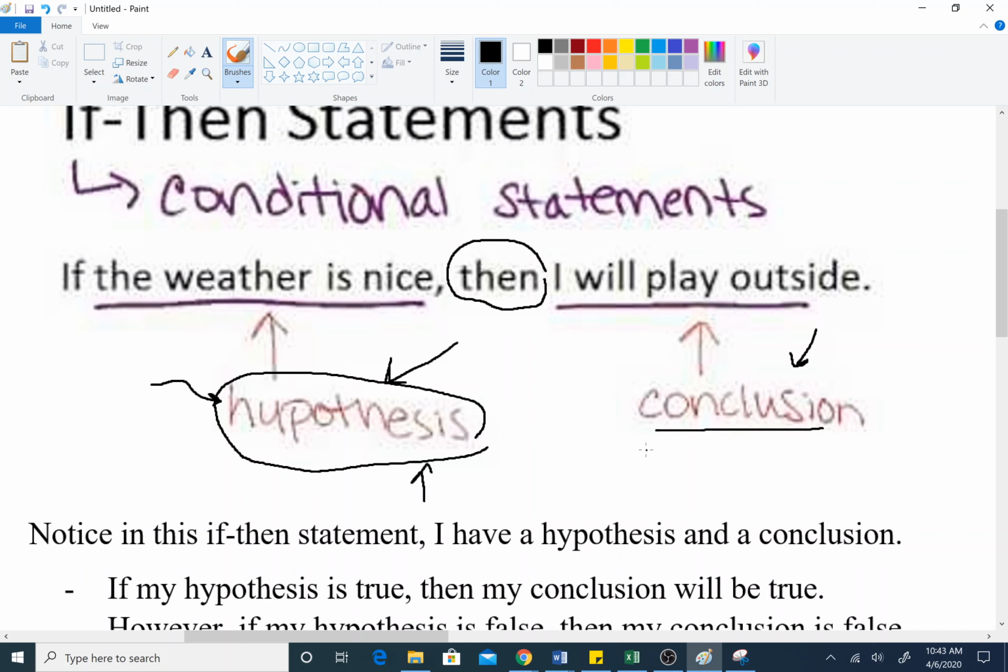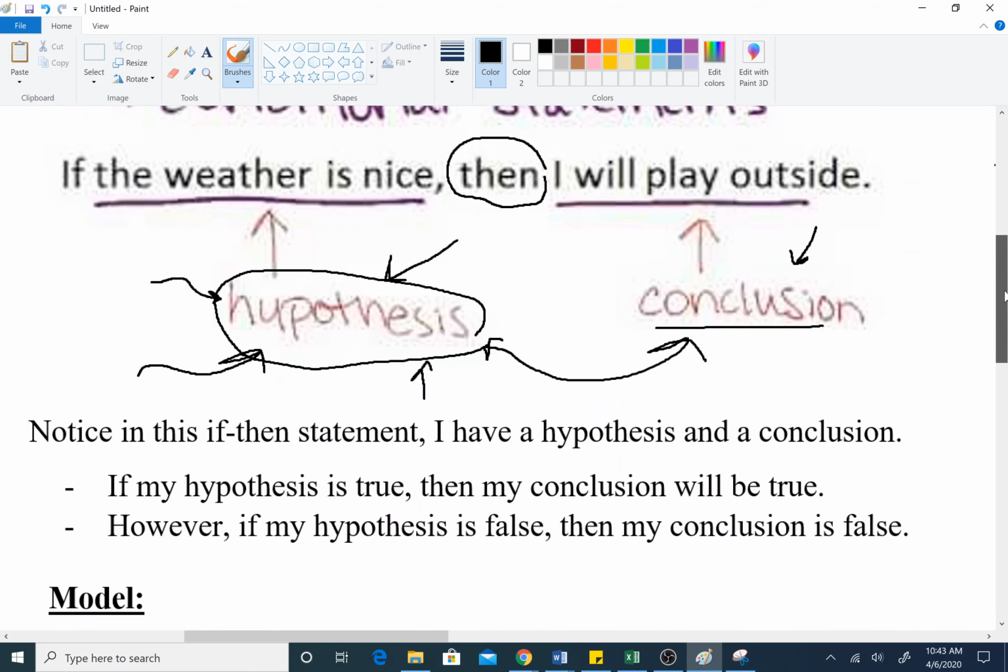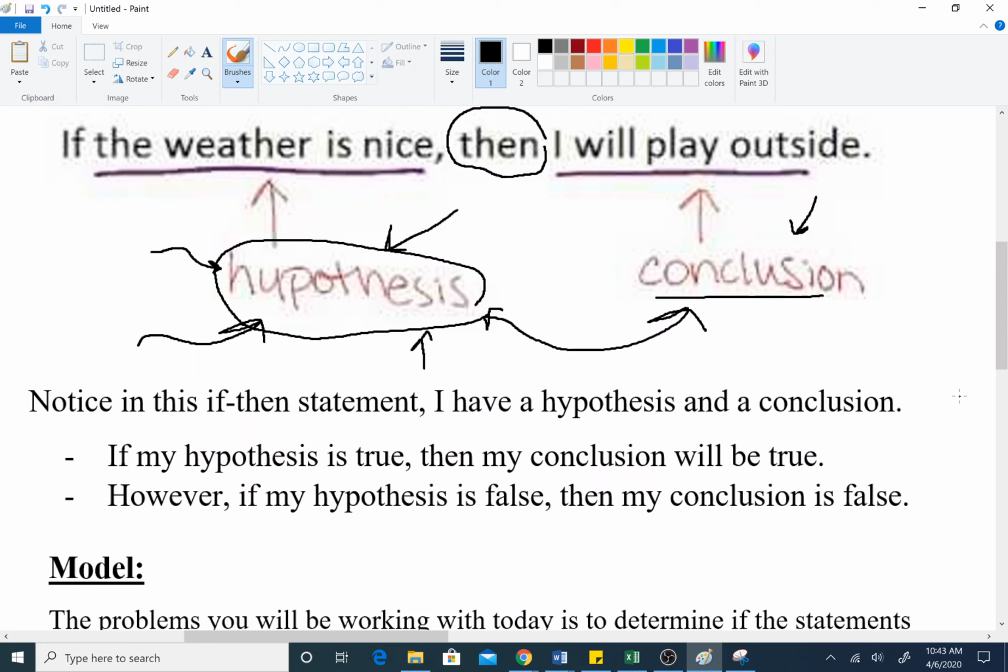The conclusion is based off your hypothesis. If your hypothesis is true, then your conclusion is true. So we're going to be focusing on whether my hypothesis is true in these problems. It also states it here for you to read over, so spend some time looking at that in your packet as well.